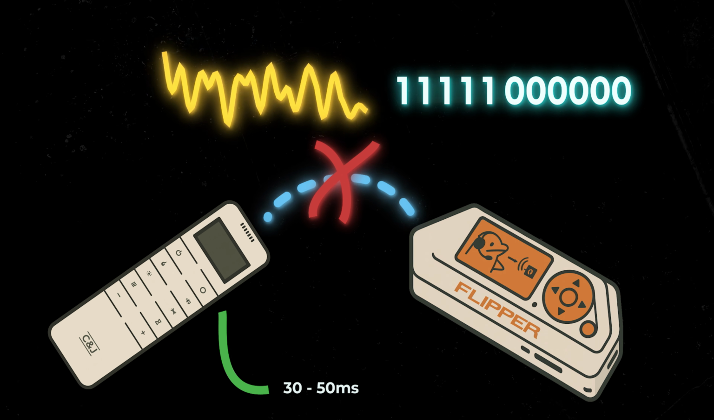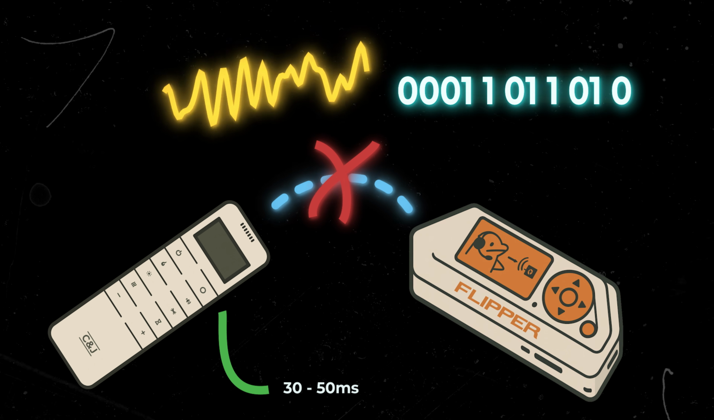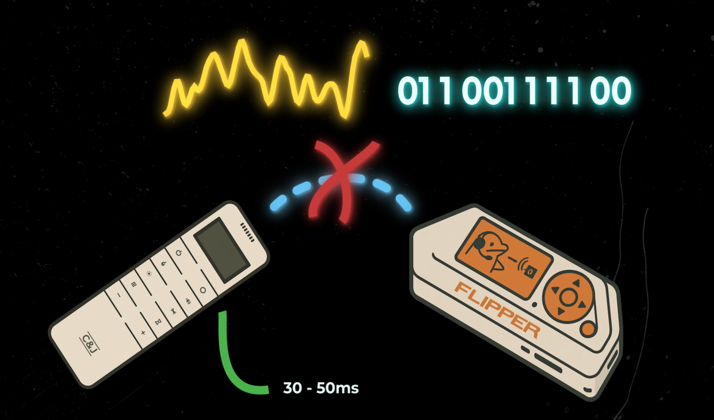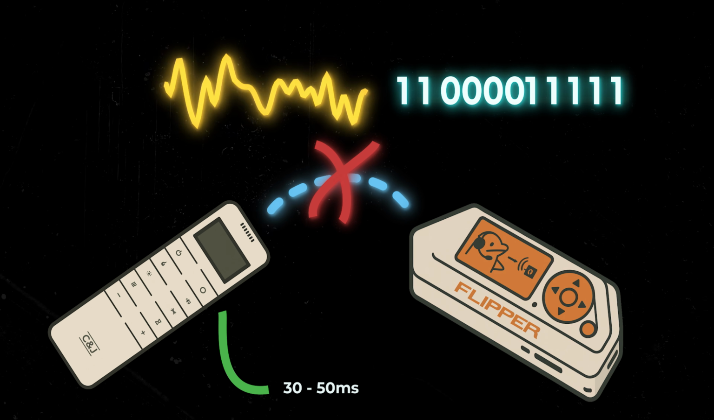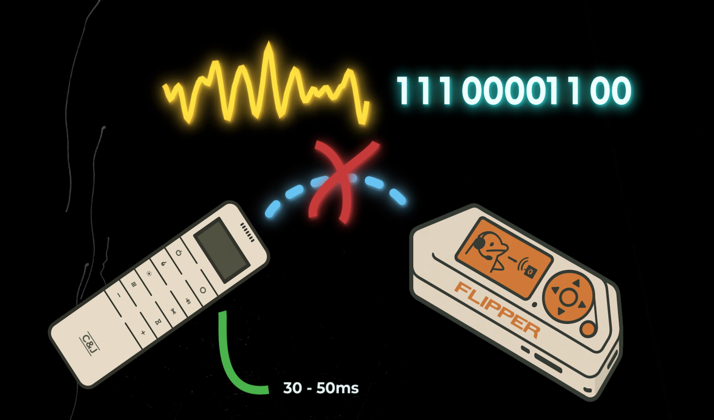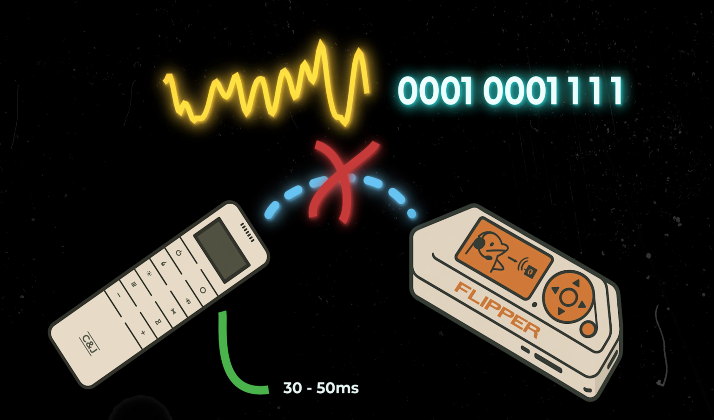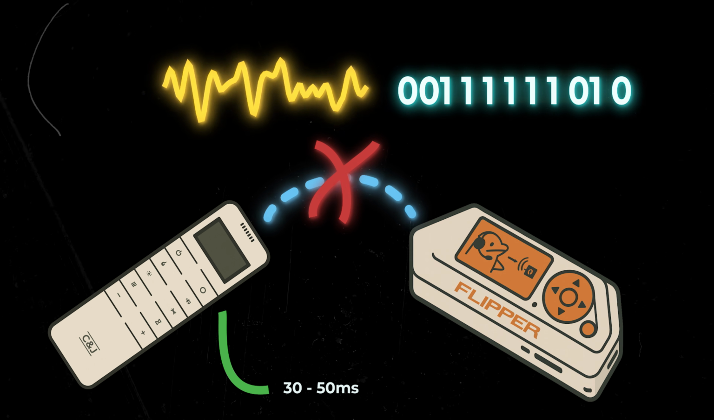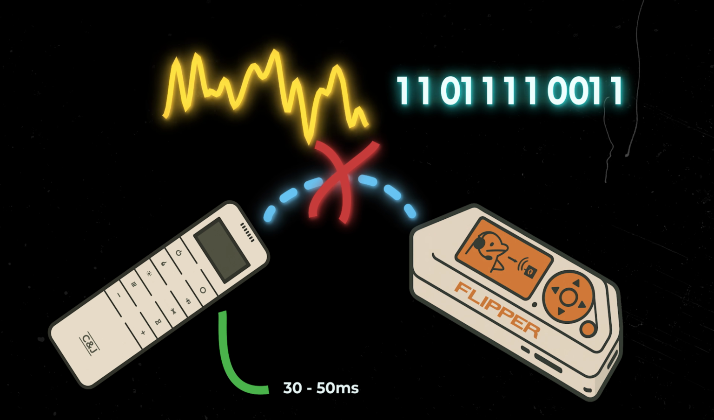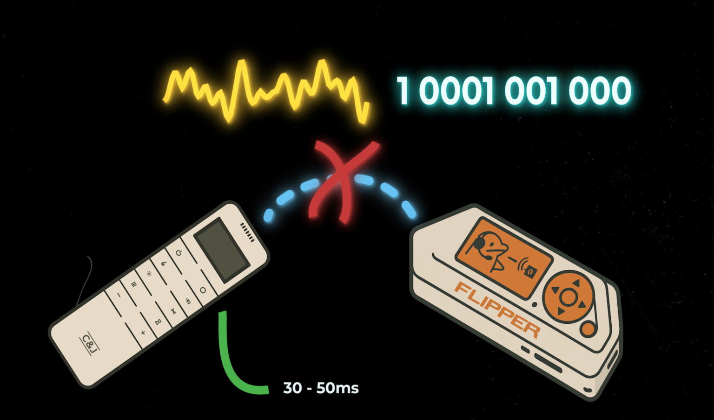The problem is that this remote uses very short pulses, around 30 to 50 microseconds. Those pulses are too fast for the CC1101's internal modem, which is designed for structured data streams and not arbitrary pulse timings. By the time the signal passes through automatic gain control, channel filtering, and bit slicing, those short pulses get smoothed, stretched, merged, or dropped entirely.